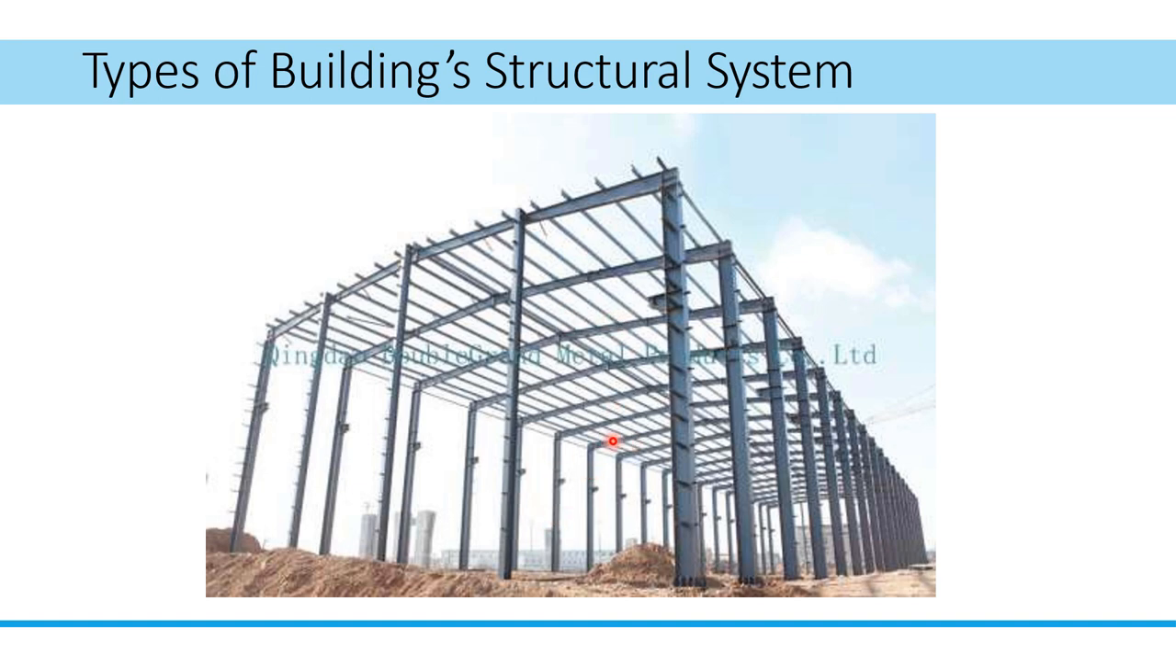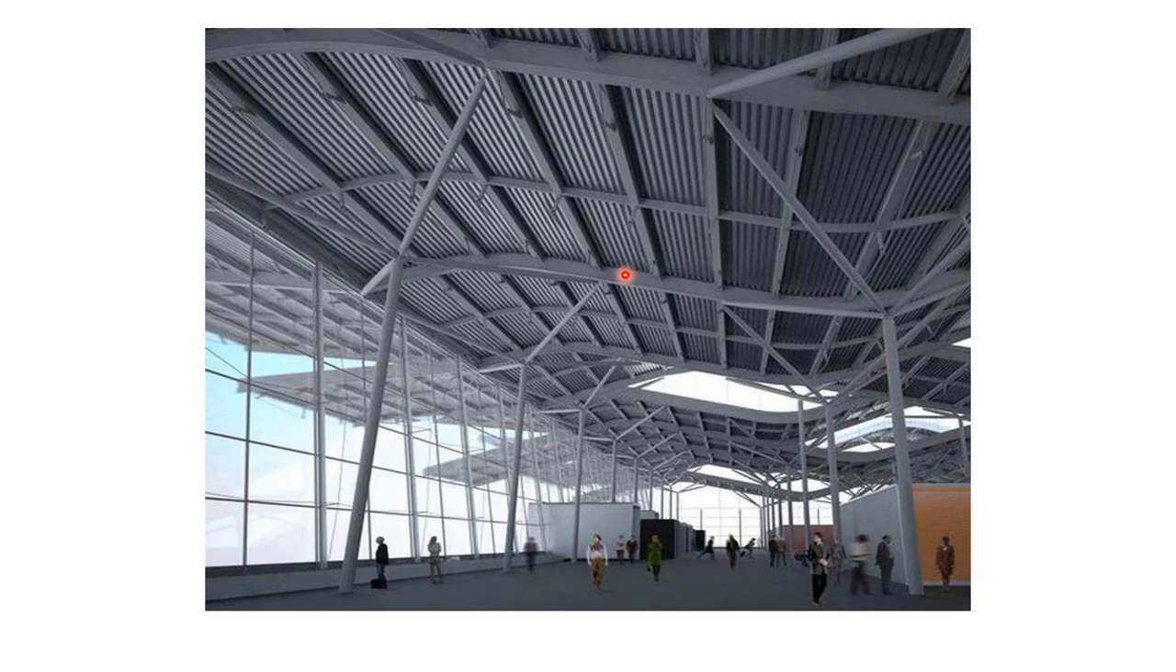This is also a form of the structural system in frames. Here are the columns and beams. Definitely, these are composite sections, where the cross section varies at different locations. Here is again a beam column system.